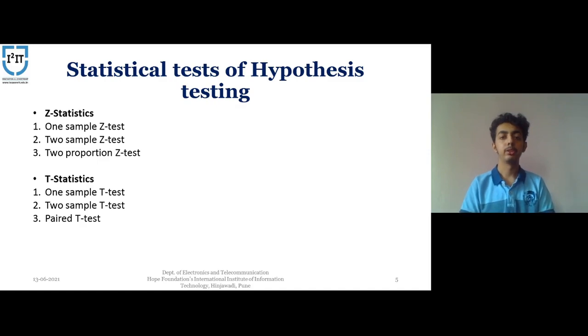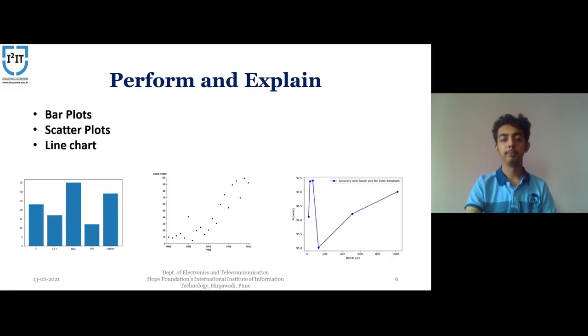So next, statistical tests of hypothesis testing. There are two types: Z statistics and T statistics, which are further divided into three parts. One sample Z test, two sample Z test, two proportion Z test. The other one is one sample T test, two sample T test, and paired T test. Moving on to the third problem, I have to perform bar plots, scatter plots, and line chart.